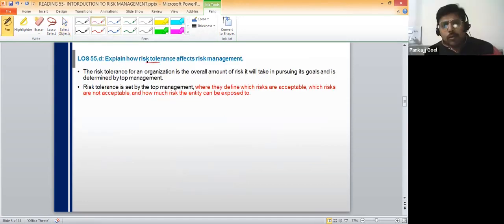So again, what is risk tolerance? It means again, we know it is the maximum risk which the organization can take to pursue its goals. And it is determined by the top management.